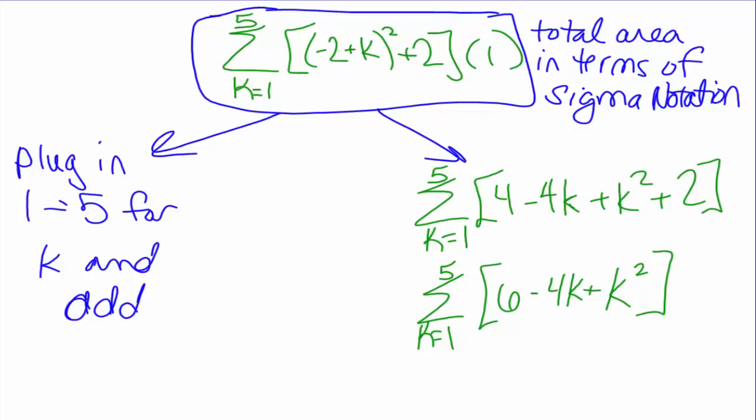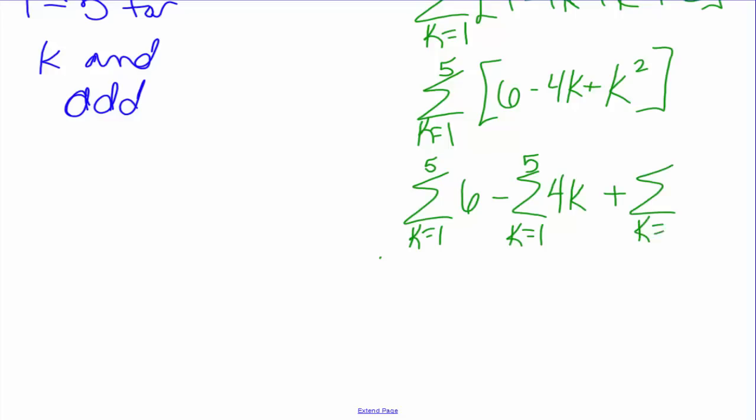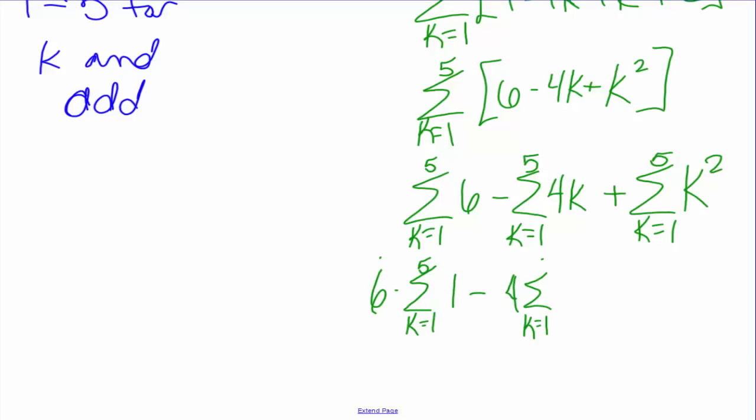Split it up. Okay, so let's split it up. Sum k goes from 1 to 5 of 6 minus sum k goes from 1 to 5 of 4k plus sum k goes from 1 to 5 of k squared. And now what do I do? Pull the constants out front. So 6 times the sum k goes from 1 to 5 of 1 minus 4 times the sum k goes from 1 to 5 of k plus the sum k goes from 1 to 5 of k squared.